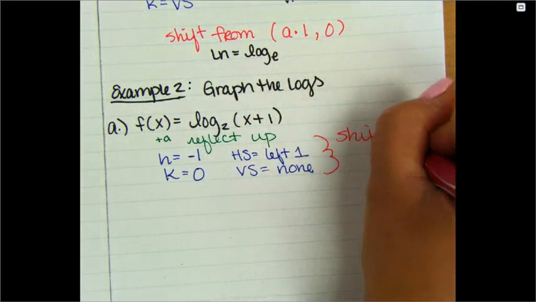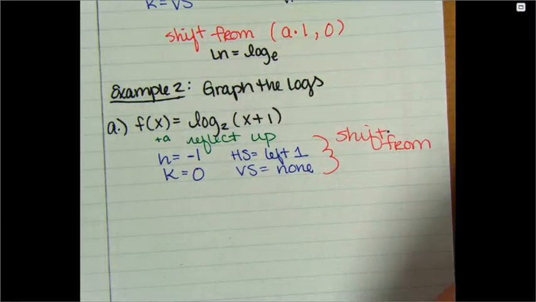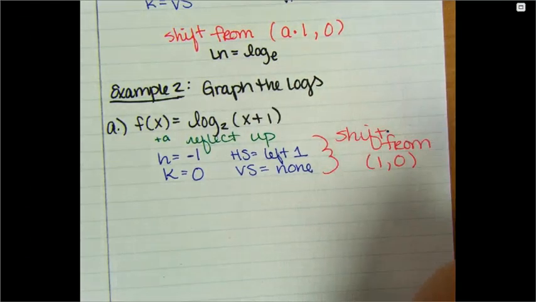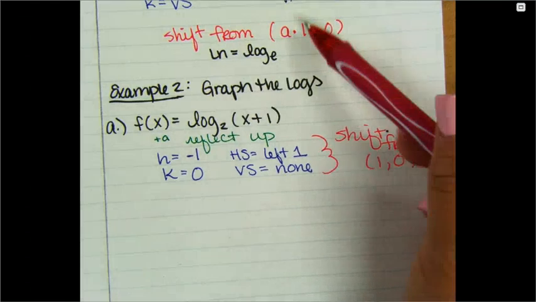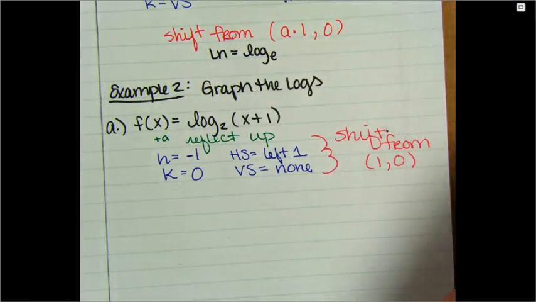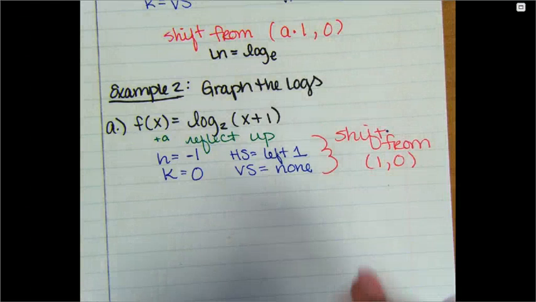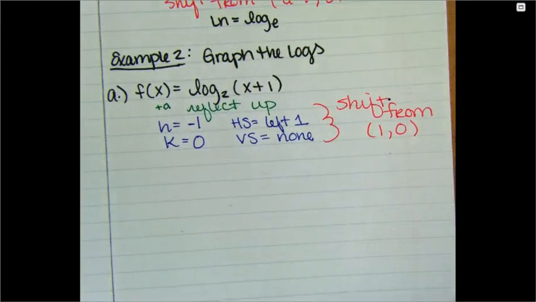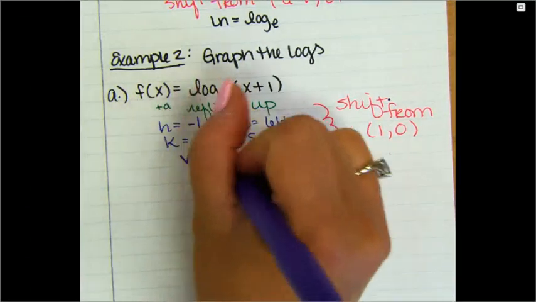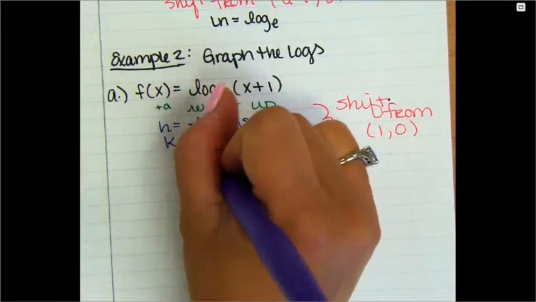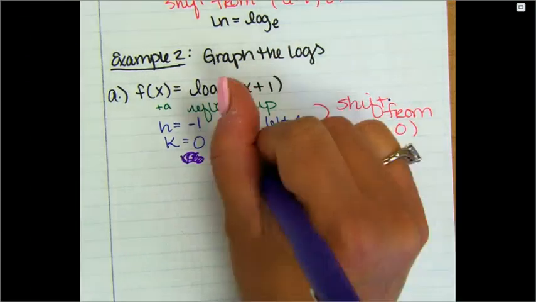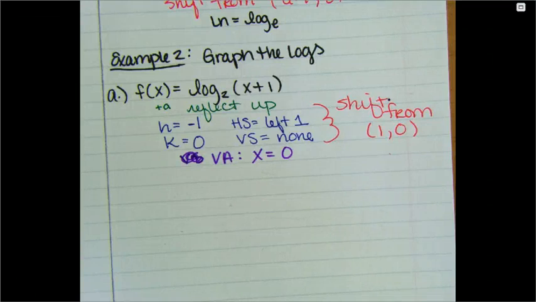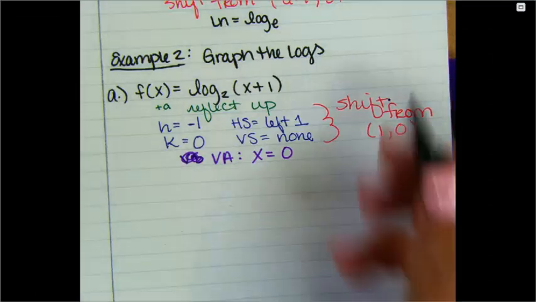Where are we shifting from? 1, 0. Why is it 1, 0? Because it's vertical. Yes, and your a is what? Your a is +1. So it's 1, 0. Horizontal or vertical asymptote? Vertical asymptote. Oops, not VS, VA. x equals what? 0. Very good. We'll do domain and range in a second. Time to graph.